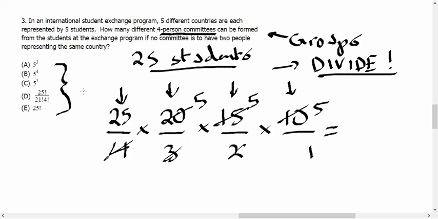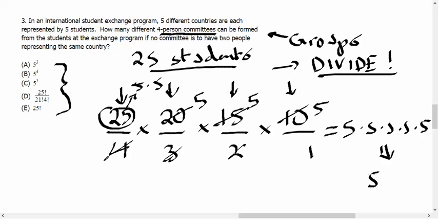Now what you'll notice is that some of the answer choices have exponents. And in fact, that includes the one that we're looking for. Because after all, 25 is just 5 times 5. So this is 5 times 5 times 5 times 5 times 5, or 5 to the power of 5. That's going to be our answer, which is answer choice C.